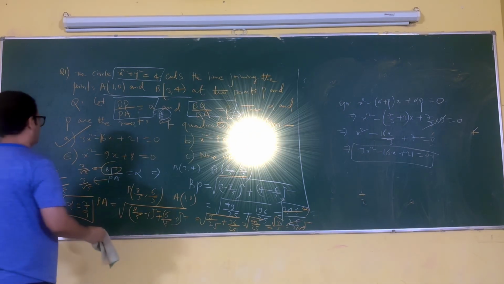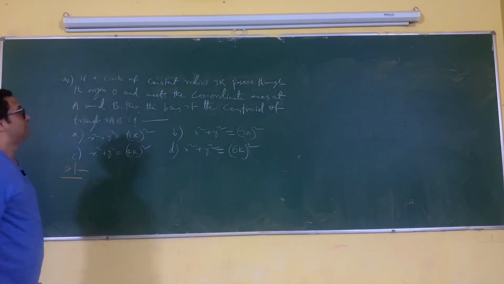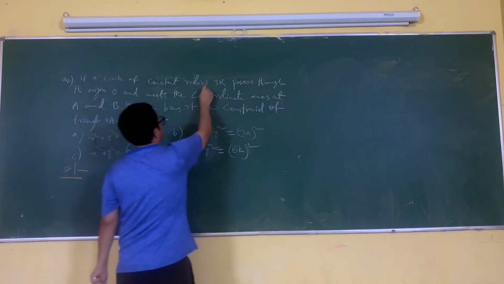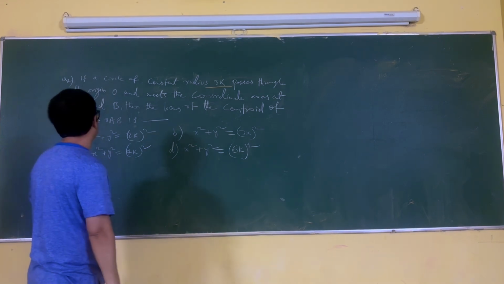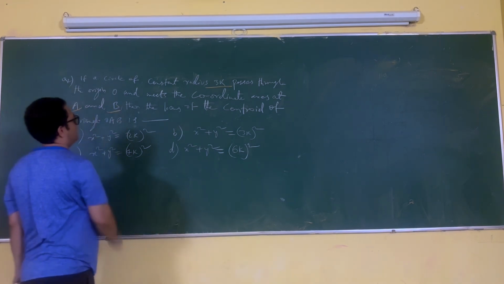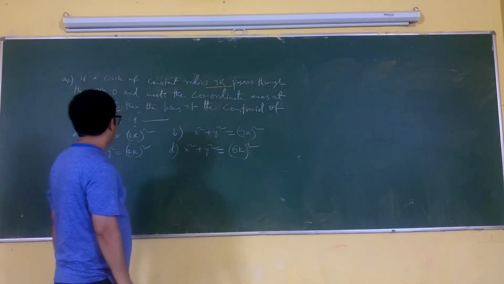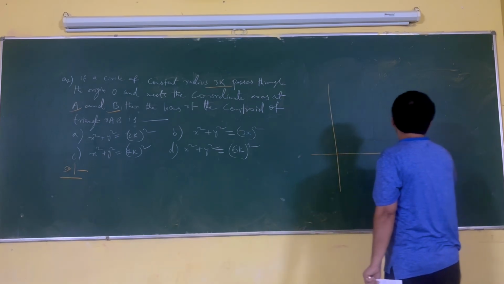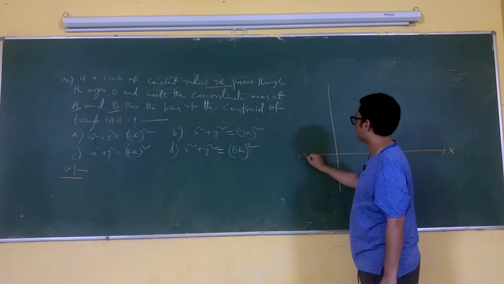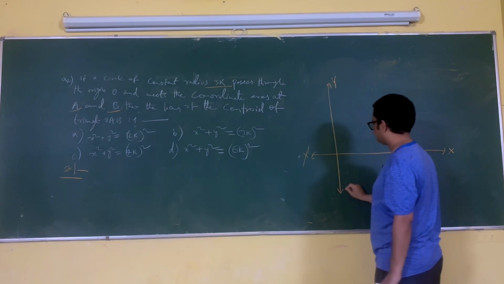So solve this question. This question is saying if a circle of constant radius 3k, so radius is given, passes through the origin O and meets the coordinate axes at points A and B, then we have to find the locus of the centroid of the triangle. So first of all, let's draw the coordinate axes x dash and y dash.